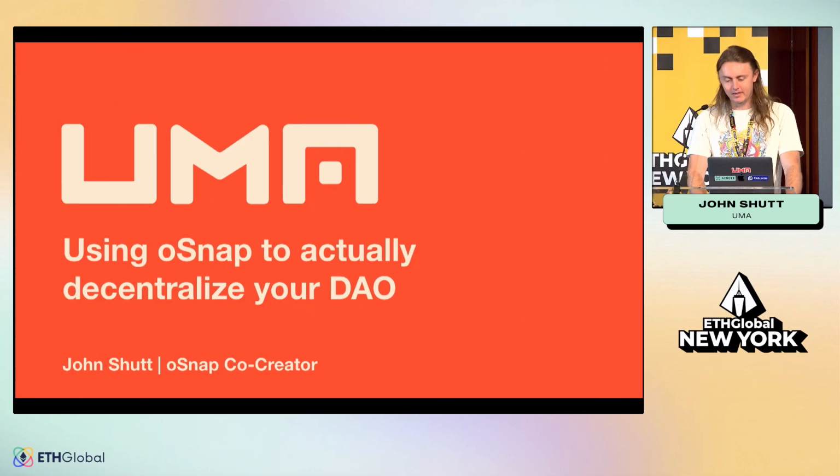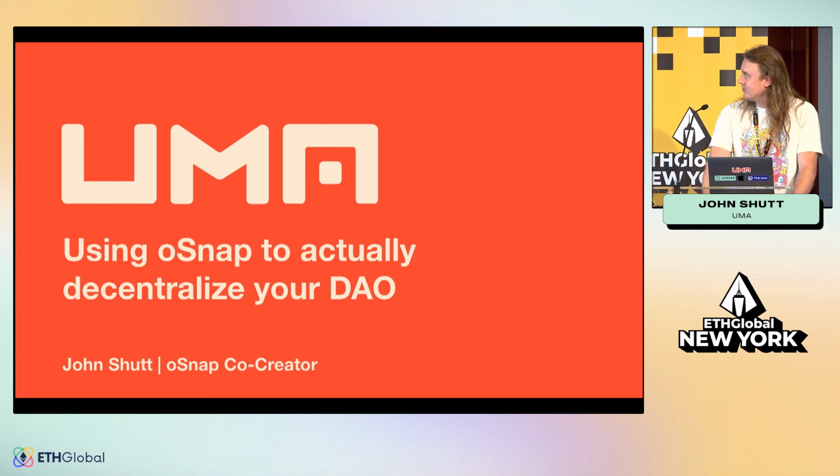All right, so I am John with UMA, and I'm here to talk about one of our newer products that we came out with this year called oSnap, which you can use to actually decentralize your DAO, and then also talk about how you can modify it for some really cool hackathon projects that use natural language rules.